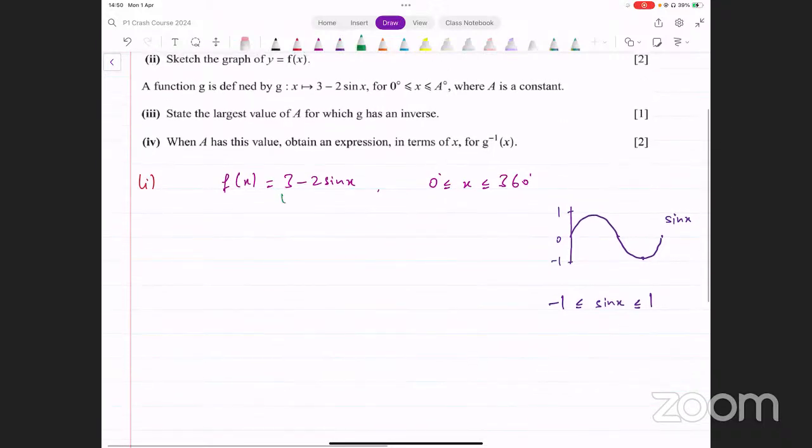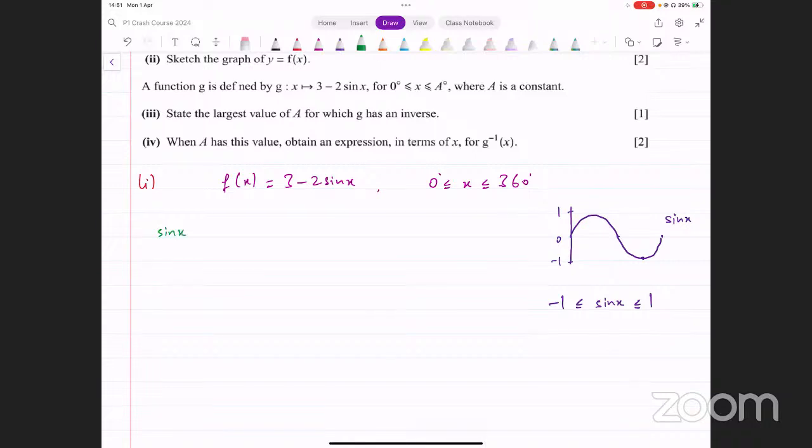Now, in this function, what's the variable that you have? The only variable is x. And you know what the smallest value of sine x is and what the largest value of sine x is. All you have to do is look at these extreme values of sine. Sine has these two extreme values, -1 and 1.